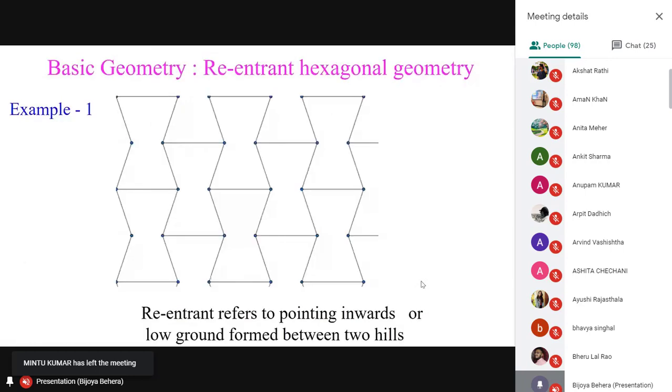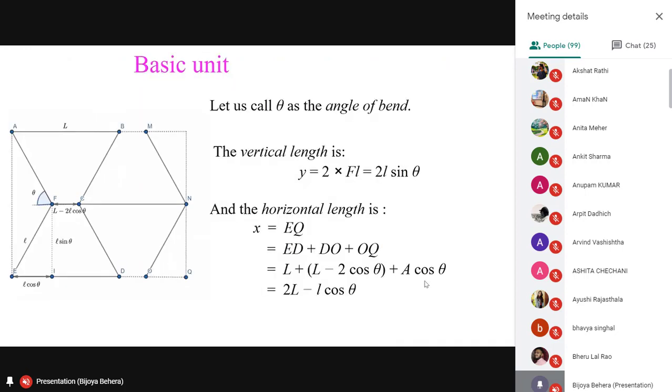I'll come back again. Look carefully at this. This is a reentrant hexagonal geometry. I will mathematically prove how this kind of geometry produces auxeticity, meaning negative Poisson's ratio. This geometry is termed a reentrant hexagonal geometry. This is the unit cell of that hexagonal geometry.